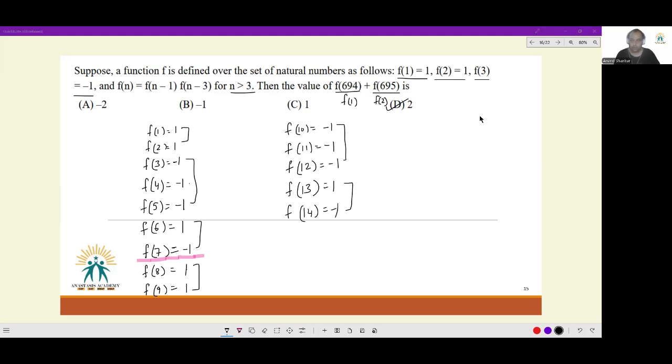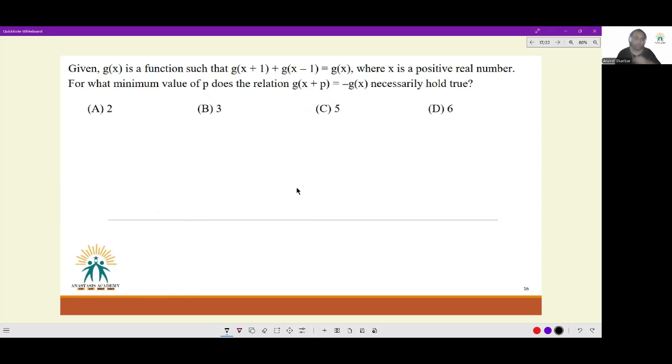Simply. Okay, moving on. Given g(x) is a function such that g of x plus 1 plus g of x minus 1 is equal to g(x), where x is a positive real number, what minimum value of p does the relation g of x plus p is equal to minus g(x) necessarily hold true? Okay, again, this is a fairly common function that gets tested in tests, in mocks. So it should be there in the back of your head.